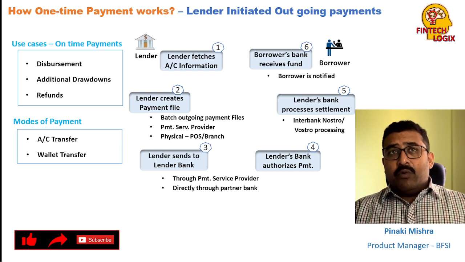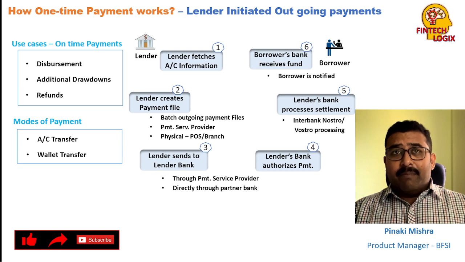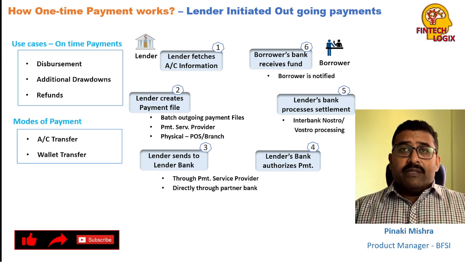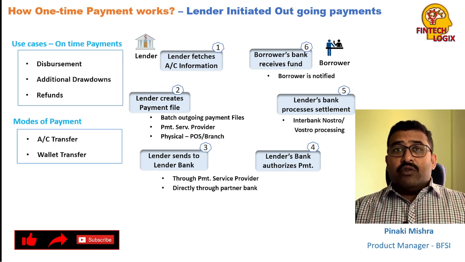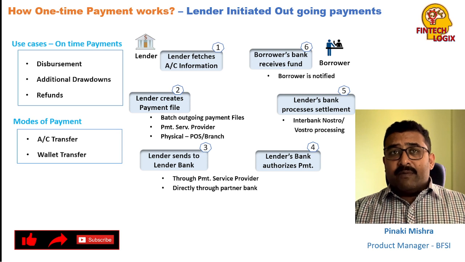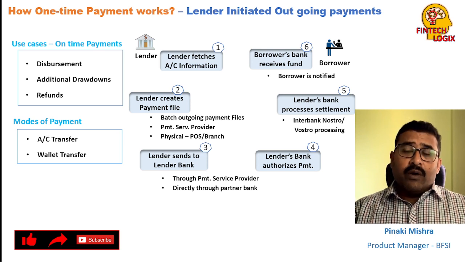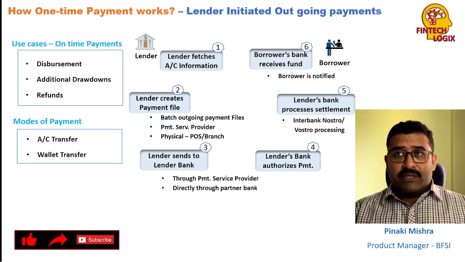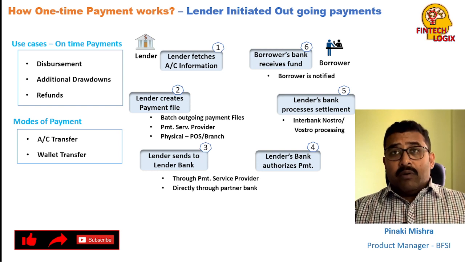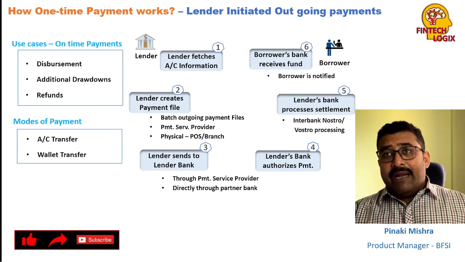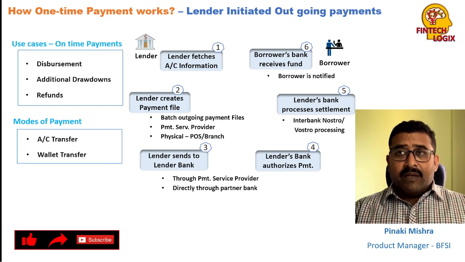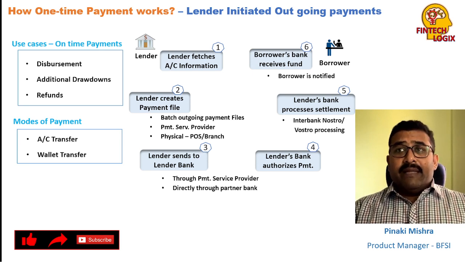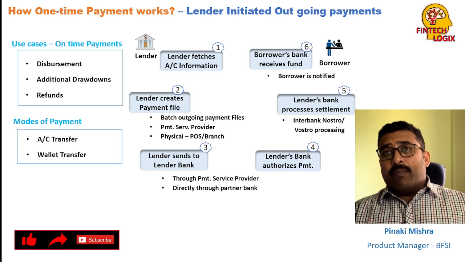Now step number two, once the lender has created the payment file, the lender would send this for processing. Through your payment service provider or directly through your partner bank, this can be processed. Now, as step number four, the lender's bank will authorize this batch of payments, looking at the balances and all. Then the lender's bank would process the settlement.